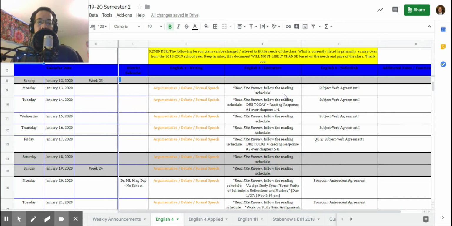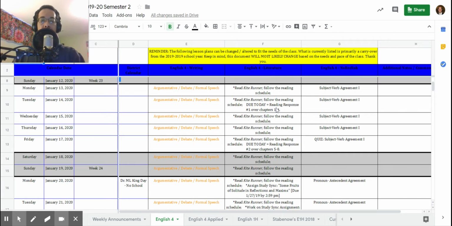So we are reading the novel Kite Runner. We actually started that on Thursday and Friday during our MAP testing days last week. So we got the first couple of chapters out of the way, and students were encouraged to go ahead and get started reading. The reading schedule is embedded throughout this information.